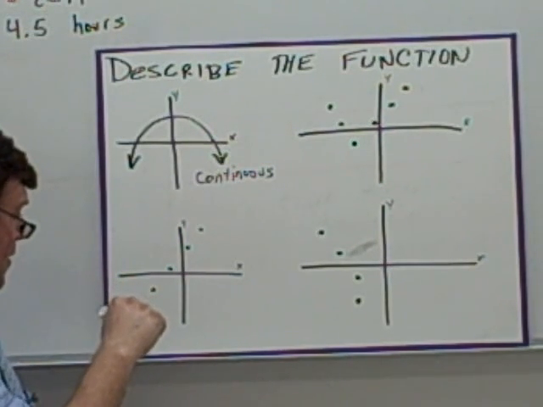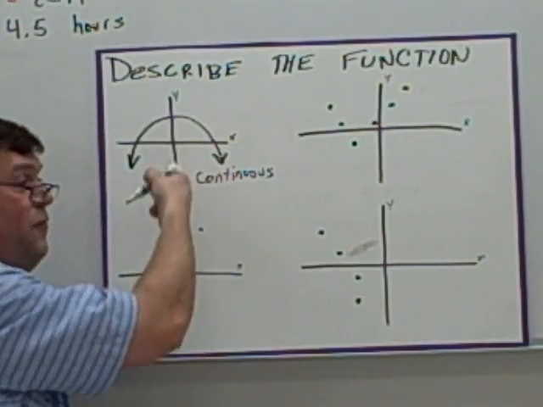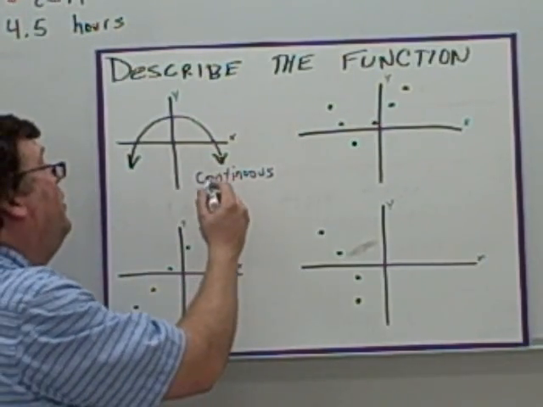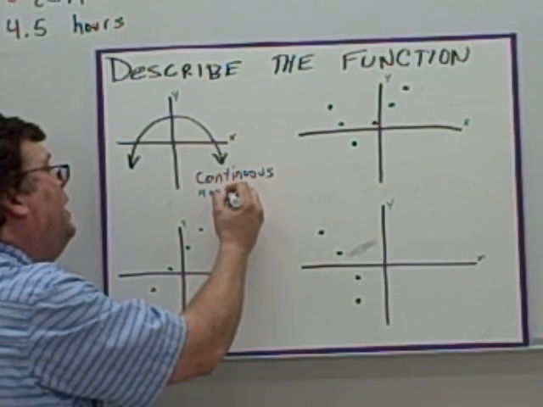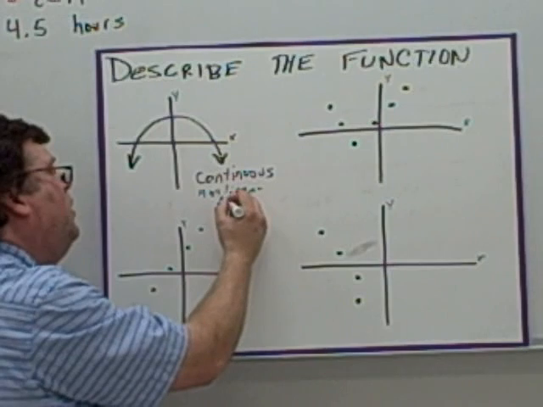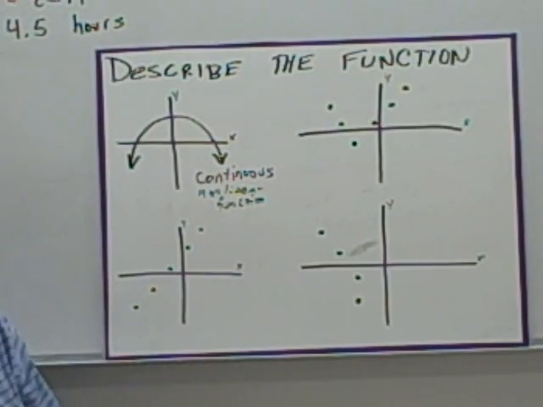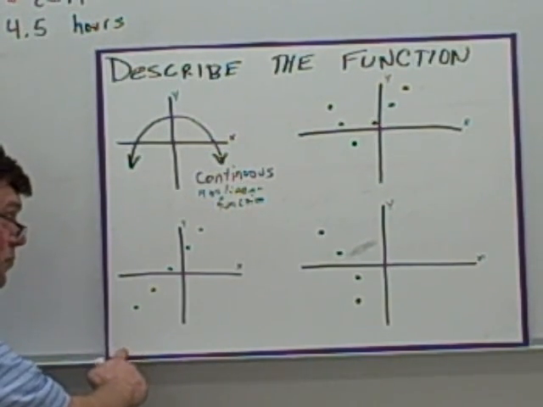Is it linear or nonlinear? Well, it doesn't form a line. It's got a curve. So it is a nonlinear continuous function, or continuous nonlinear function. They're not really picky about the order on that. I know I'm not. All right, let's look at this one.